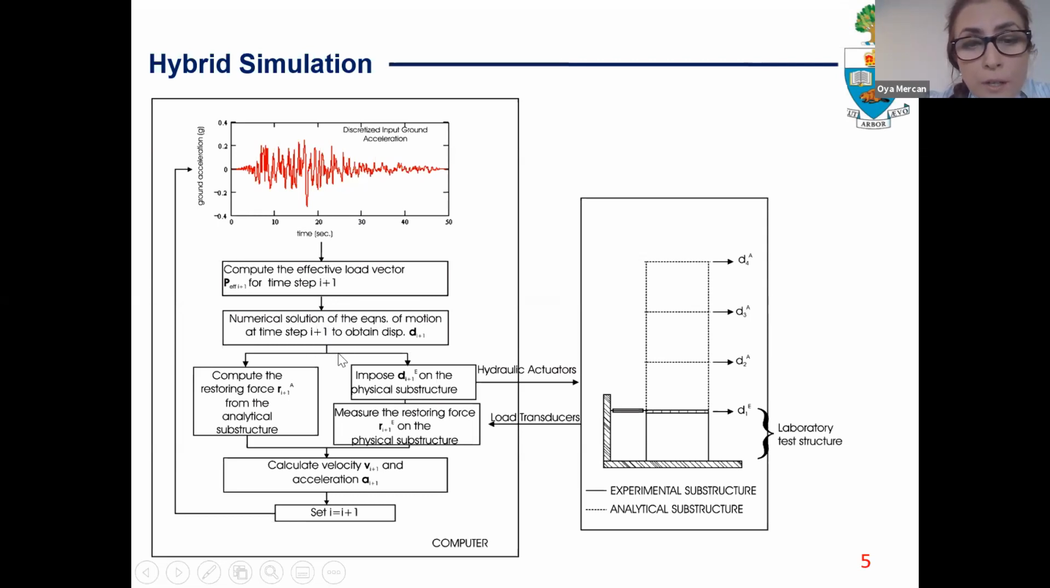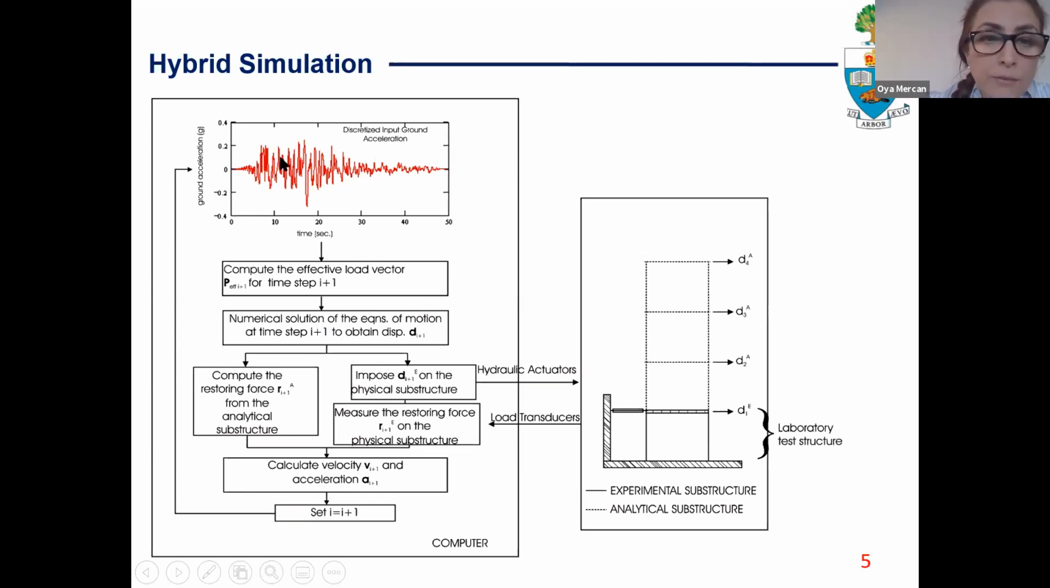start right here after the integration algorithm computes the displacement vector. It is simultaneously imposed on the analytical substructure and experimental substructure. The restoring forces from both are then combined and fed back for the computation of next step displacement.